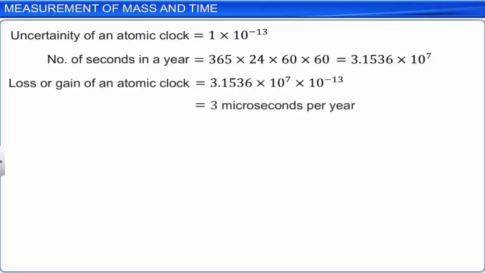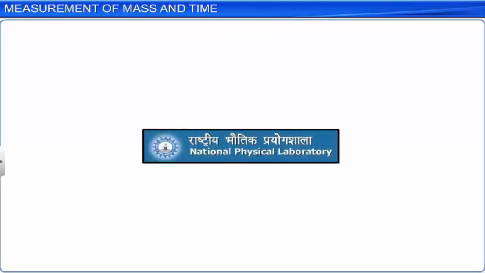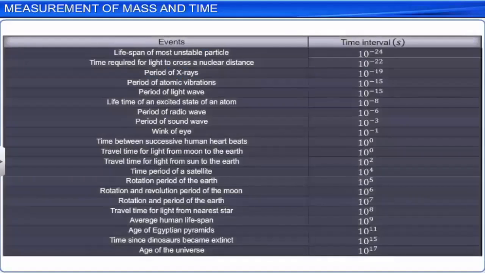That is why a cesium atomic clock is used at the National Physical Laboratory, NPL, New Delhi, to maintain the Indian standard of time. The time intervals of events that we come across in the universe vary over a very wide range. Some of the major time intervals are shown here in multiples of seconds.